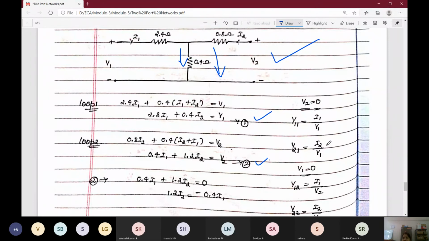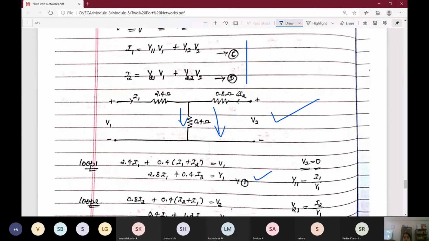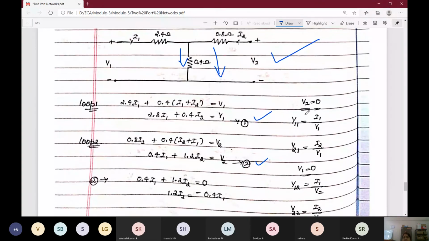Method. First, the defining equations. After writing the defining equations of Y parameters, what is the condition here? In Y parameters, we'll be making V2 equal to 0. It is short circuit admittance. Short circuit means the voltage is made 0. So when V2 is made 0, Y11 is I1 by V1 and Y21 is I2 by V1. And Y12 is I1 by V2 when V1 is made 0.